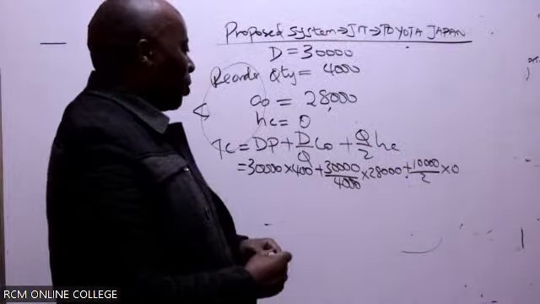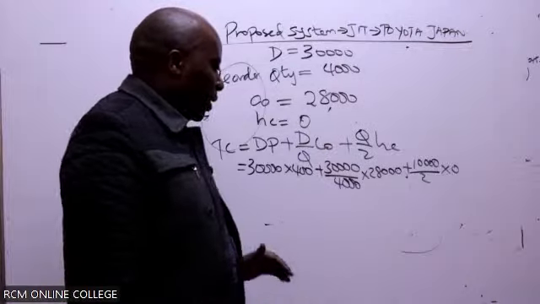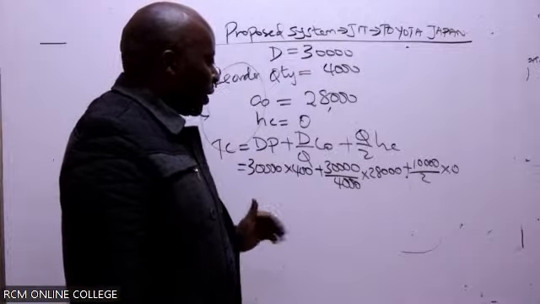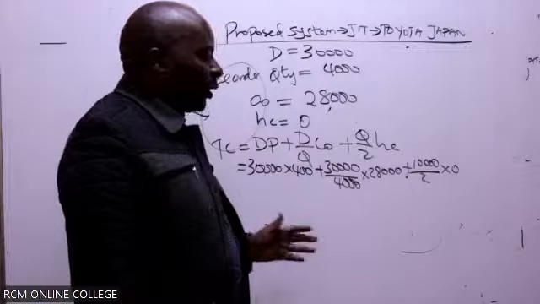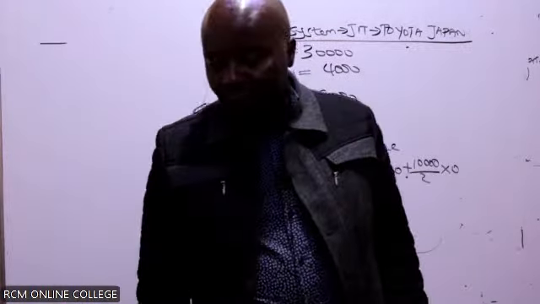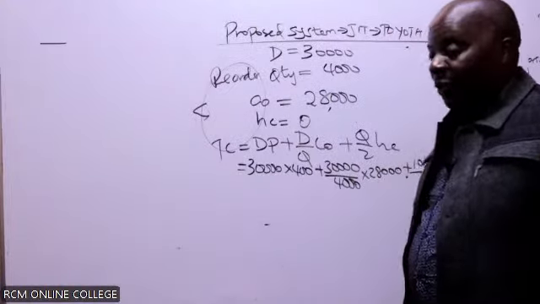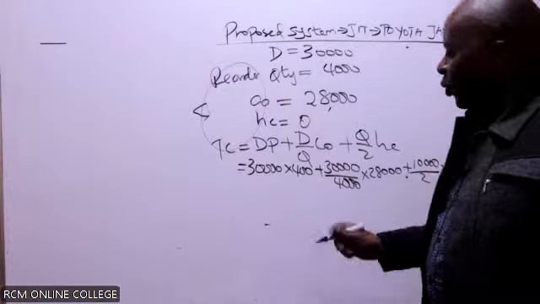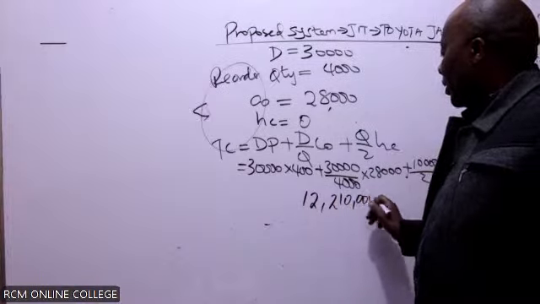Is there somebody who can give me, by a strike of your calculator, the final answer? You say 30,000 times 400, plus 30,000 divided by 4,000 times 28,000. And then, of course, you know that the last one is 0. Is there somebody who is able to give me this answer? So according to Ms. Wambua, it is 12,210,000.